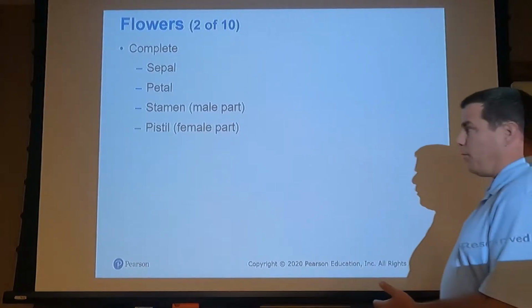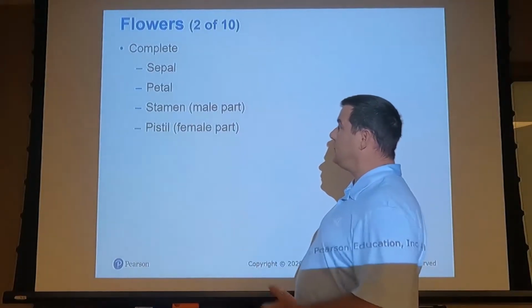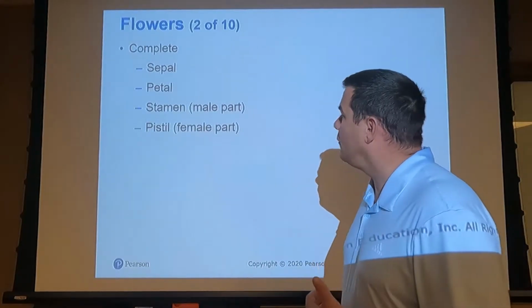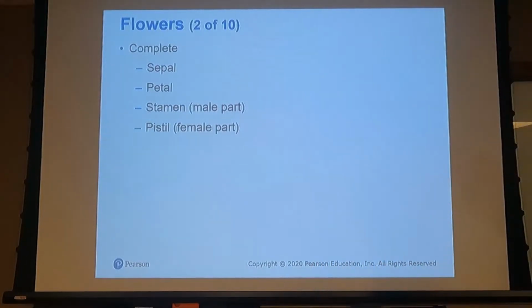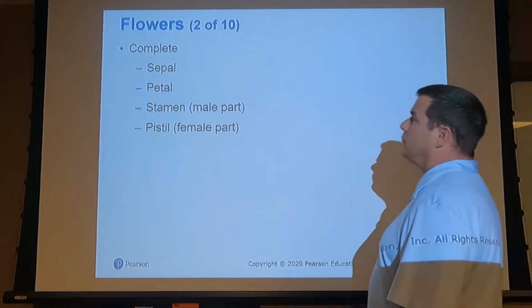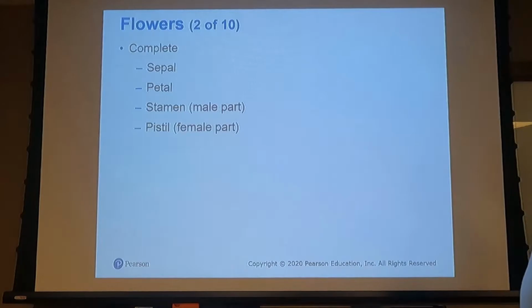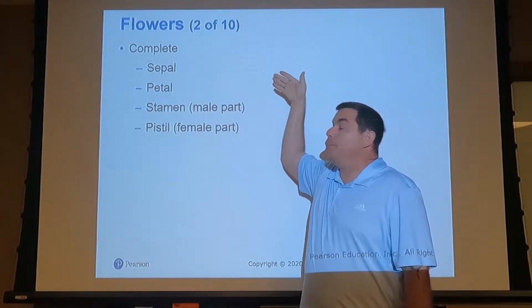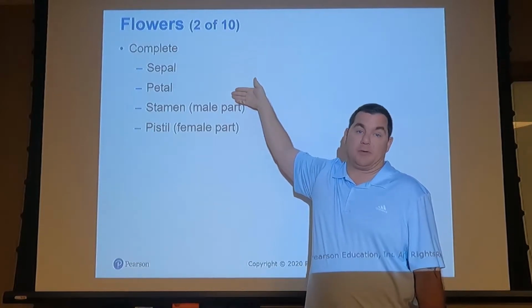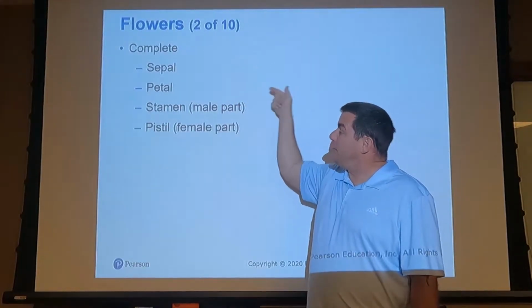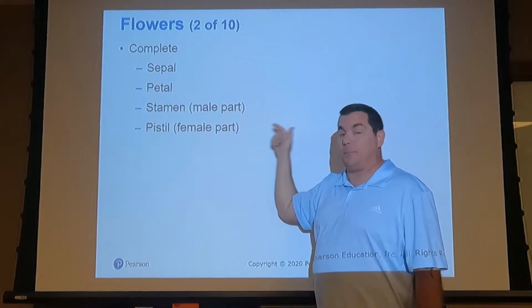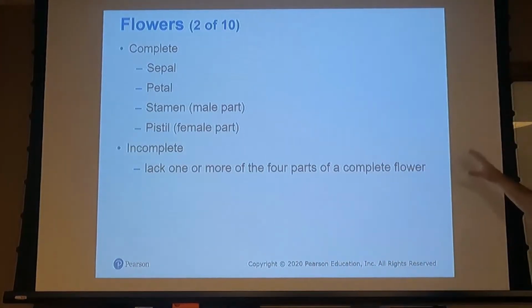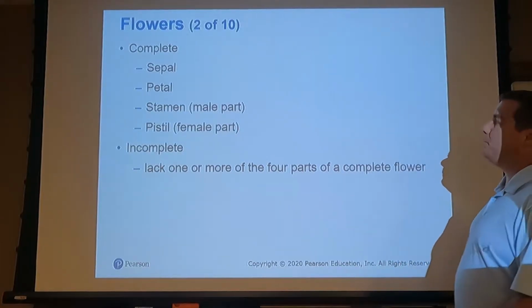Next, we have flower parts, which are the stamen, which is the male part, and the pistil, which is the female part. So in order to be considered a complete flower, it must contain all 4 of these components: the sepal, the petal, the stamen, and the pistil. If it lacks 1 or more of those 4 parts, it's considered incomplete, right?